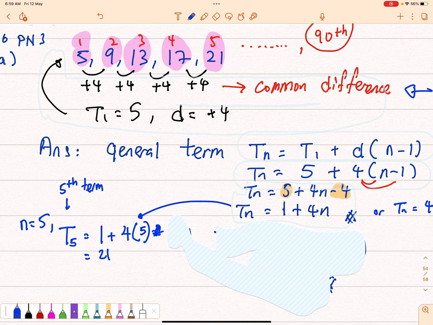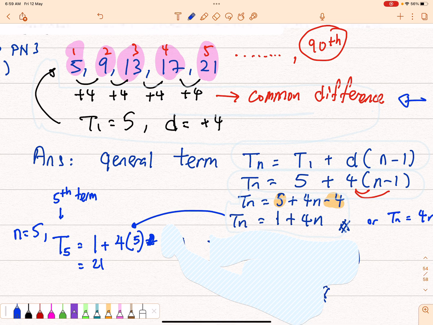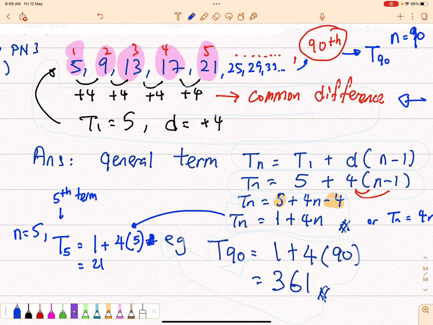I already know the fifth term is actually 21. But what if I want to find out the 90th term? One way is I could really plus 4 plus 4 plus 4 and really do all the way to 90. But in real life, this could be quite troublesome. That's why this formula helps us solve this in a very simple way. If I talk about the 90th term, then it will be term 90, which means n equals 90, right? So I can replace the n with 90, and then I get my final answer.